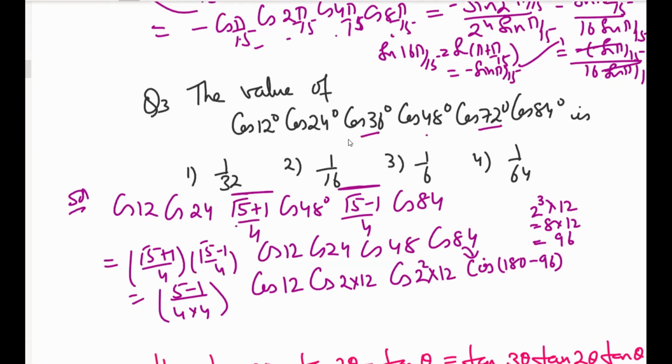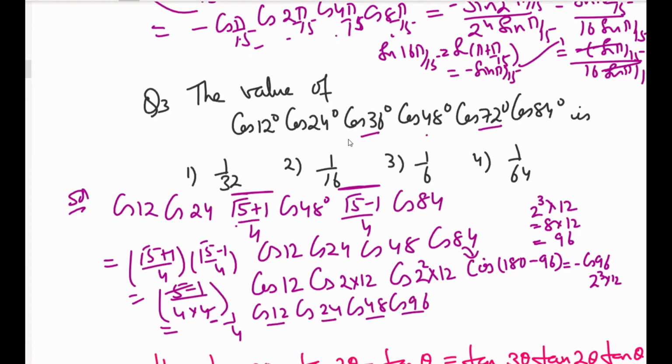I think it's clear to all of you. 180 minus 96 comes out to be 84. And you know that cos(180 − θ) is minus cos θ. So this is minus cos of 96, and 96 is 2³ into 12. Now I can rewrite this as 4 upon 4, (5 − 1), and what we are left with is 1 by 4, with the minus sign of minus cos 96 here. And this is cos 12, cos 24, cos 48 into cos 96: cos A, cos 2A, cos 2²A and cos 2³A.